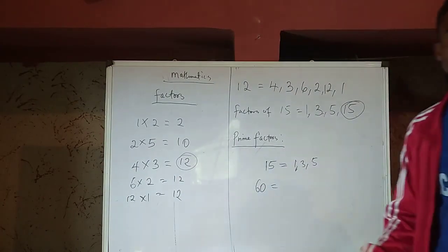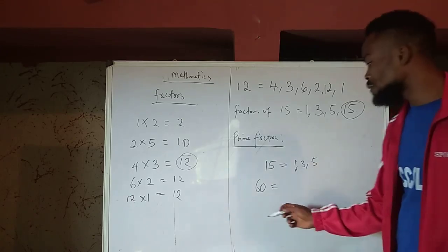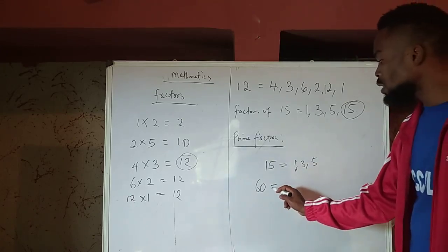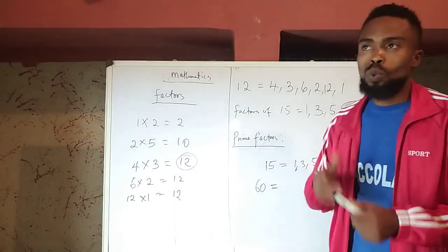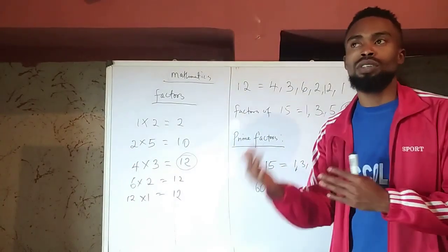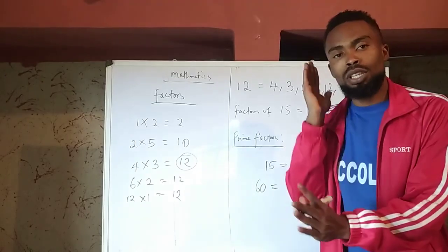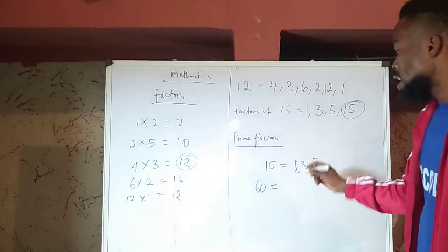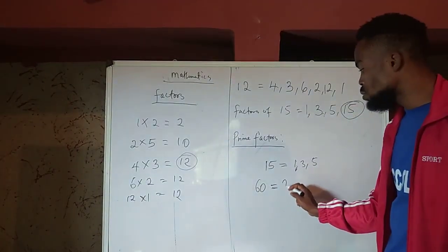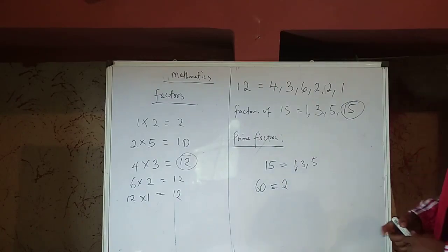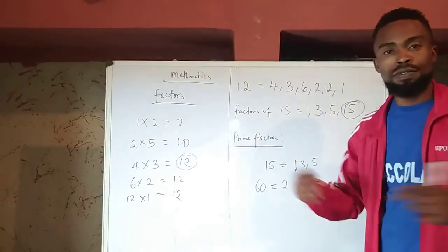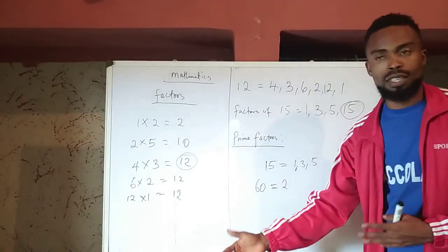Okay, this is a bigger number now, right? Prime factors of 16. Now we look at those numbers that when we multiply by another number, they will give us 16, but they must be prime numbers. Okay, example 1 is what? 2. I'm going to get rid of 1 because 1 is like a common factor everywhere.